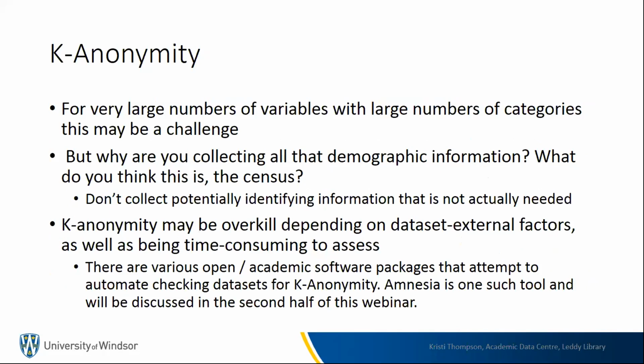K-anonymity may also be overkill, depending on dataset external factors, as well as being time-consuming to assess. Remember that contextual thing I was talking about. The survey of employees of the particular tool and die plant is much higher risk than the survey of the general population of Canada, whether or not the data meets some particular level of K-anonymity or not.